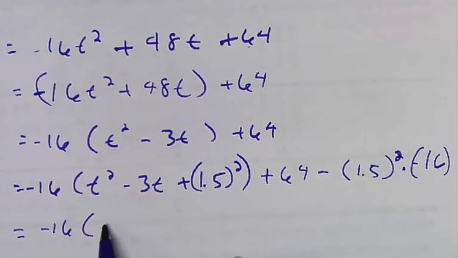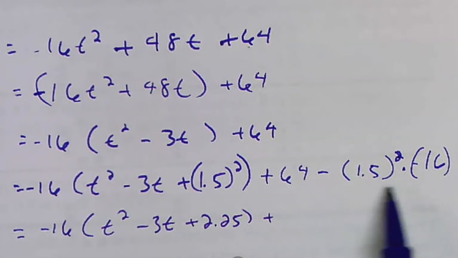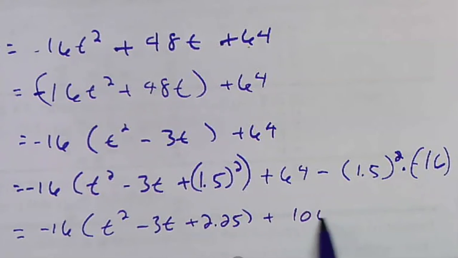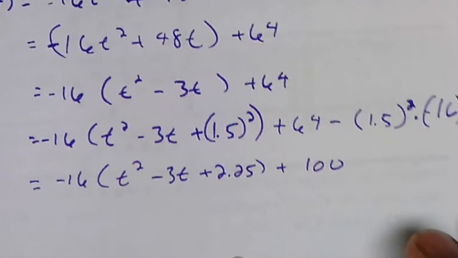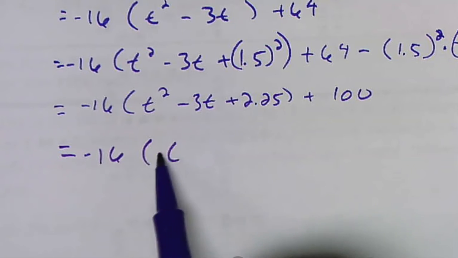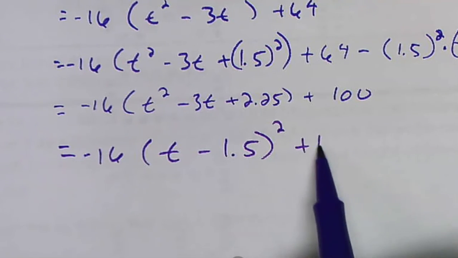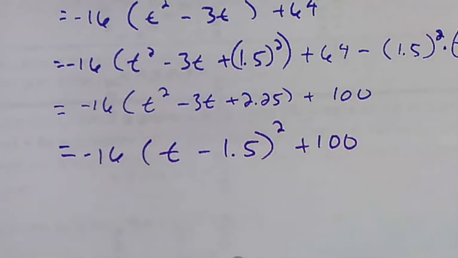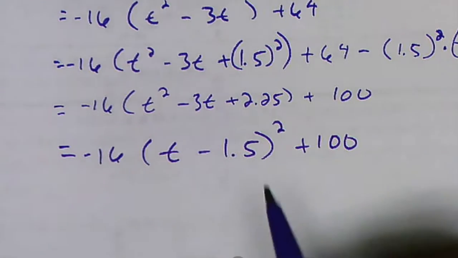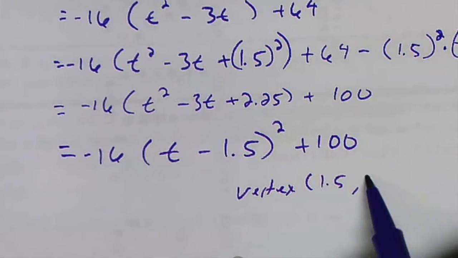For the next step, it would be t squared, take away 3t, plus 2.25, plus this should be 100. You can do the math for it. So our vertex form would be negative 16, t, take away 1.5, squared, plus 100. That would be the vertex form for that equation after you complete the square. So I can clearly see my vertex is what we said it was, 1.5, 100.